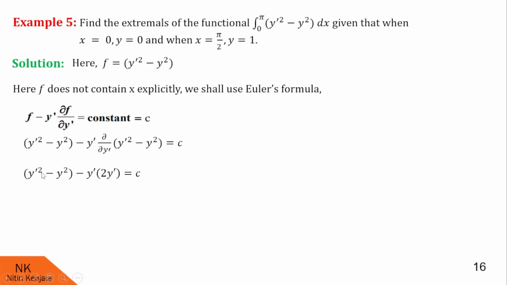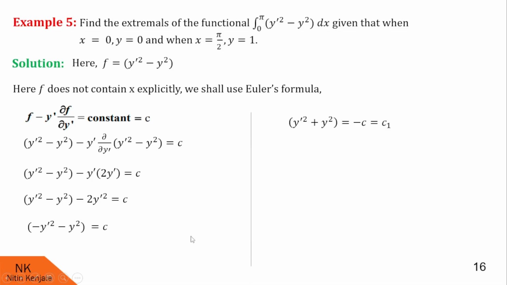Now y dash square minus 2y dash square is minus y dash square. This minus y square remains as it is. Further, I take out this minus sign and take it to the RHS. So this c becomes minus c. I am writing that minus c as c1. Taking this y square to the other side, we get y dash square is equal to c1 minus y square.